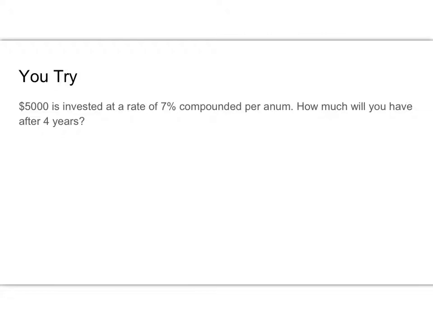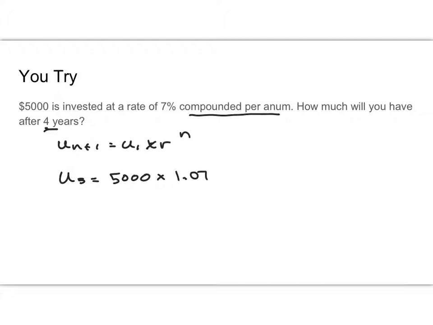All right, so using our formula, u sub n plus 1 equals u1 times the rate to the nth power. So we're looking for time after 4 years. 4 plus 1 is 5. Initial value in this case is $5,000. The rate is 7%, and it's growing because we're compounding, we're investing at a rate of 7%. That's going to be 1.07. And then to the n is just 4.